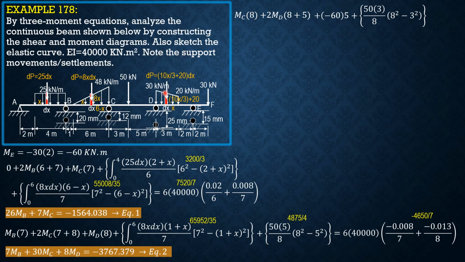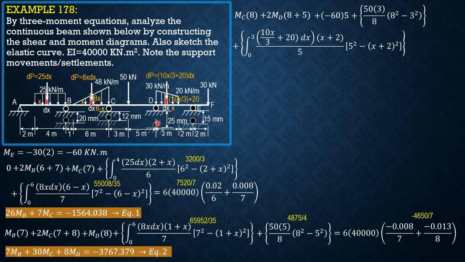So dP is the quantity 10/3 x plus 20 dx. So the value of 6 area 2B over L2 is the integral of 10/3 x plus 20 dx times B, which is x plus 2, all over L, which is 5, quantity 5 squared minus x plus 2 squared. So the integral from 0 to 3 of 10/3 x plus 20 dx times x plus 2 over 5, quantity 5 squared minus x plus 2 squared. Then it equals 6 times 40,000.